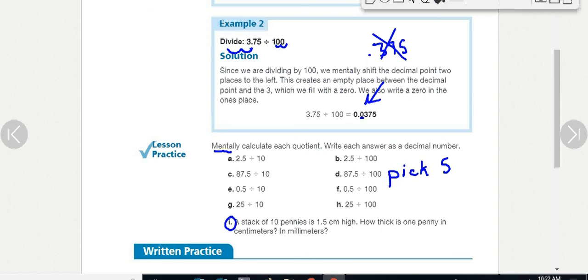A stack of 10 pennies is 1.5 centimeters high. So how thick is 1 penny in centimeters? And remember, millimeters, there's 10 of those in a centimeter. Okay. Best of luck.